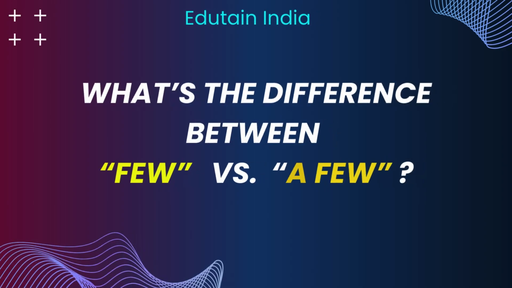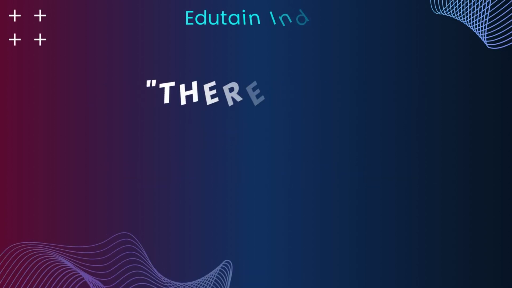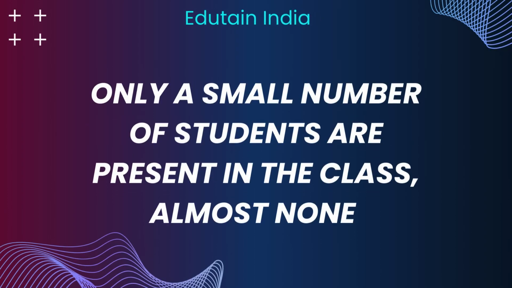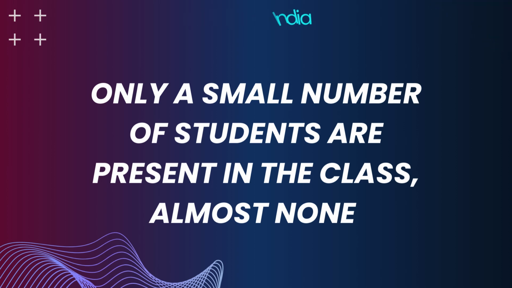Today we'll discuss the difference between few and a few. Let's take an example. There are few students in the class today. This means that only a small number of students are present in the class today. It emphasizes that the number of students present is lower than expected, almost none.